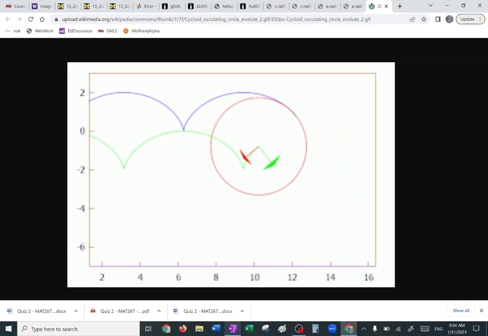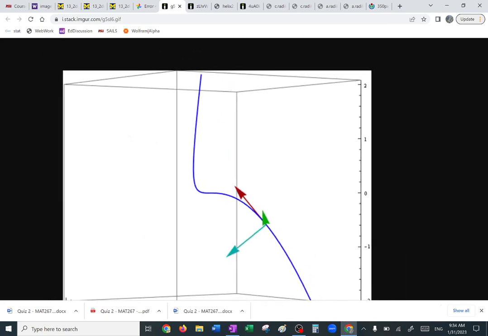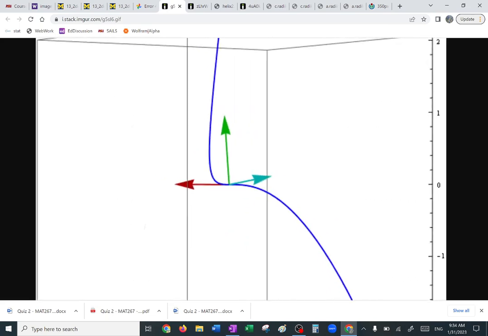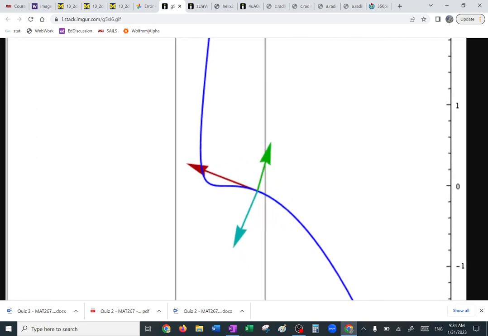But what is definitely very interesting, I think I had it here. Oh yeah, here it is. This is what I wanted to show. Those three vectors are T, N and B. The tangent vector is in red. It touches the curve. It's called a kiss. Tangent is a kiss, basically. Then normal and binormal are sticking out, and they're all perpendicular to each other.